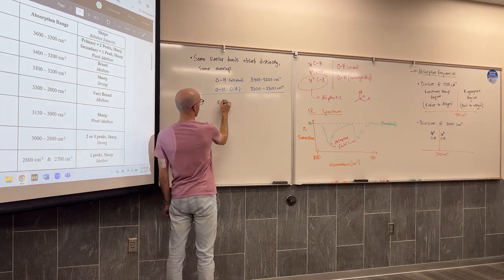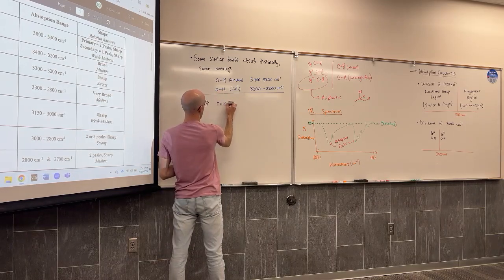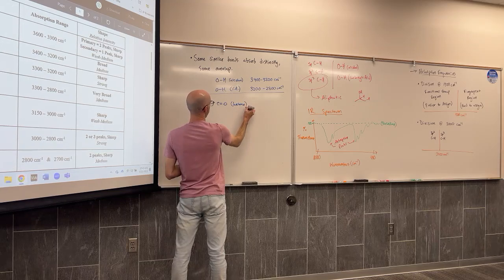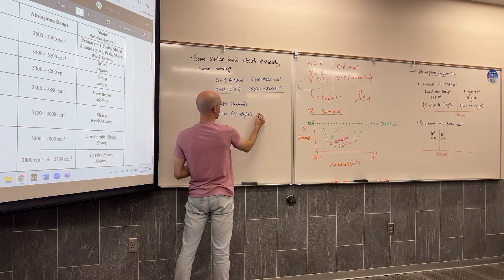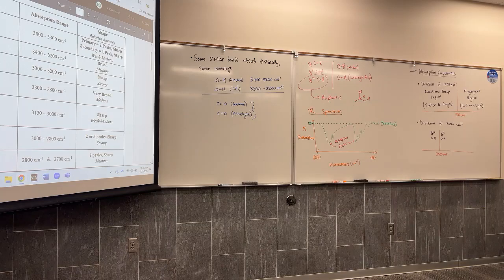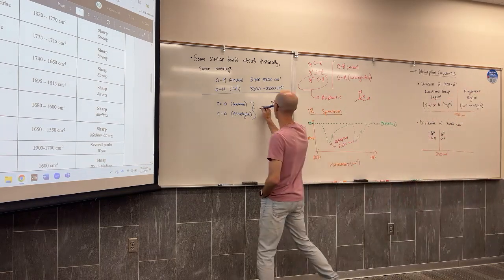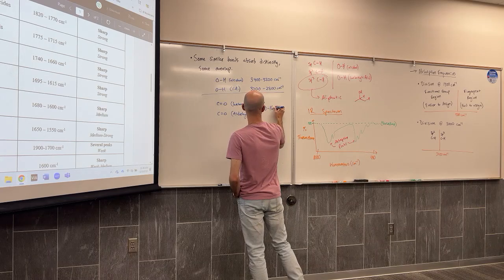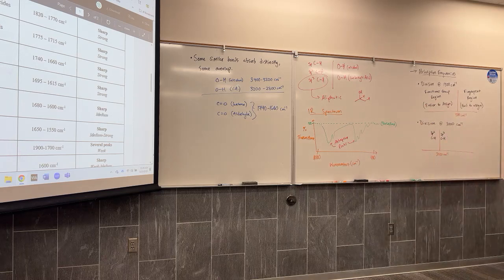But then we've got the CO double bond of the ketone and the CO double bond of the aldehyde. And these absorb both between 1740 and 1660. Similar bonds, not the same functional group, but their absorption range is basically identical.